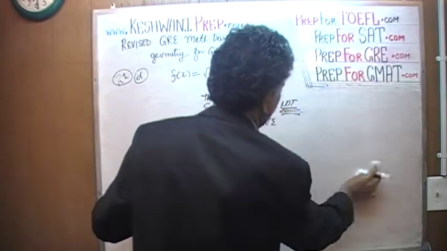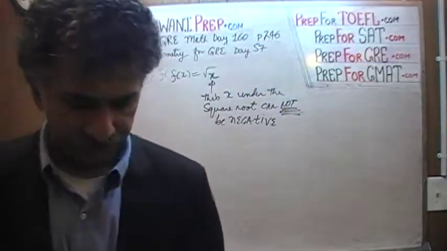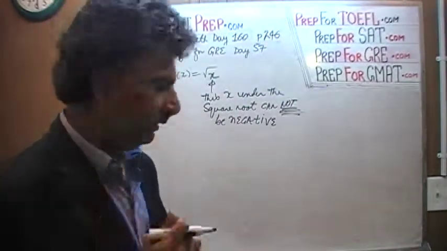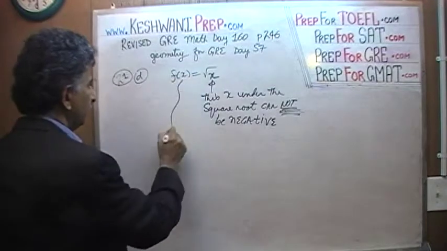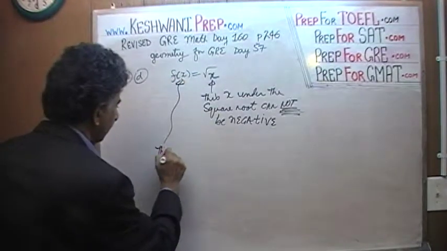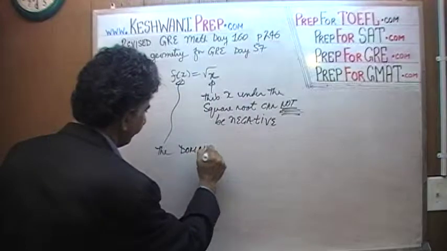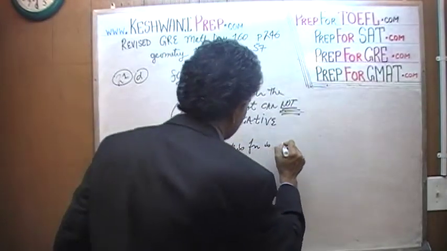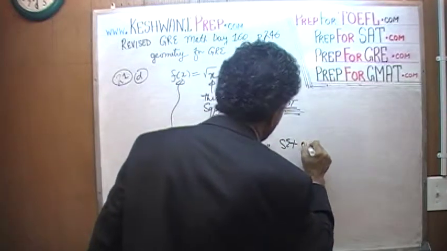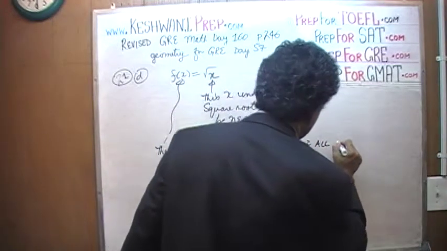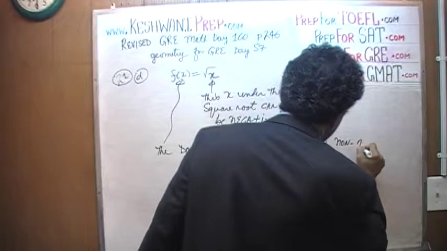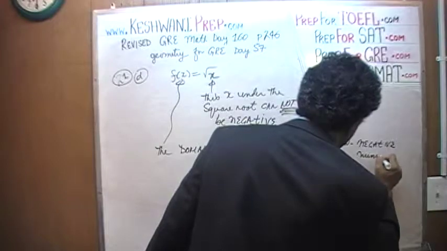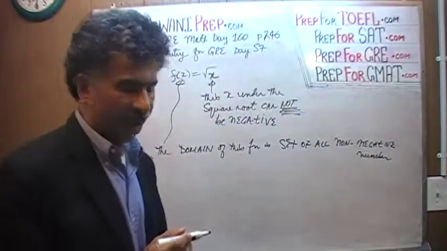Now, how do we say this thing in the language of mathematics? This is the English language. How would a mathematician say the same thing? This is how the mathematician would say. The domain of this function is set of all non-negative numbers. Listen carefully. Non-negative. Non-negative numbers is how they speak.